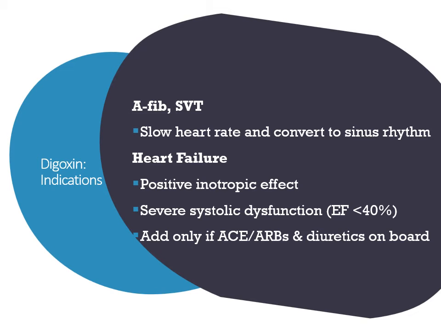Indications for digoxin include atrial fib, SVT, and heart failure. With atrial fib and SVT, it does have a negative chronotropic effect, so it slows the heart rate and thus enables conversion to sinus rhythm. For heart failure patients, it does have a positive inotropic effect, but we use it in severe systolic dysfunction with EFs of less than 40%, and only in patients that are already on ACE inhibitors, ARBs, and diuretics.